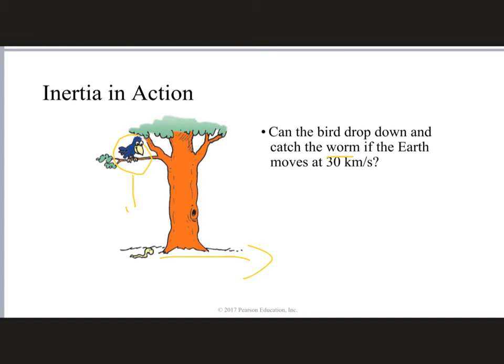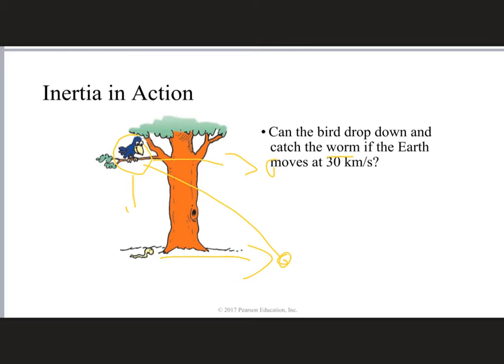But the worm, the tree, the bird, they're all moving together. They're all moving at that 30 kilometers per second. And so even though the bird drops off the tree branch and is falling down, he's got his inertia, which is going to keep him moving with the earth at that same speed. So, yes, in a particular moment, the worm will have moved from there, but so will the bird. And as the bird falls, it'll actually catch the worm.